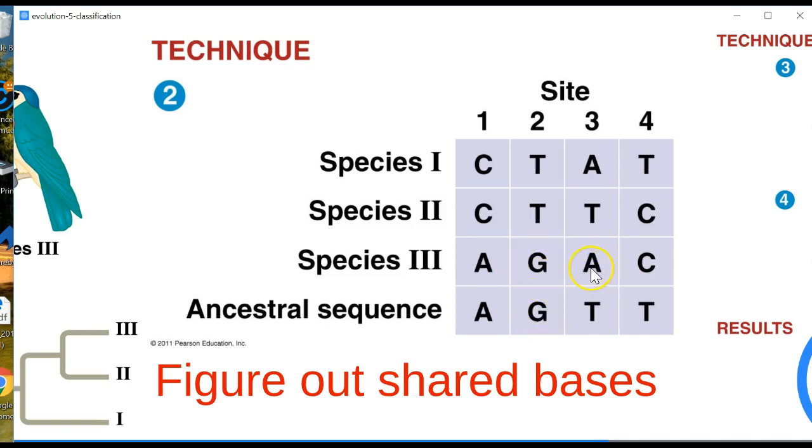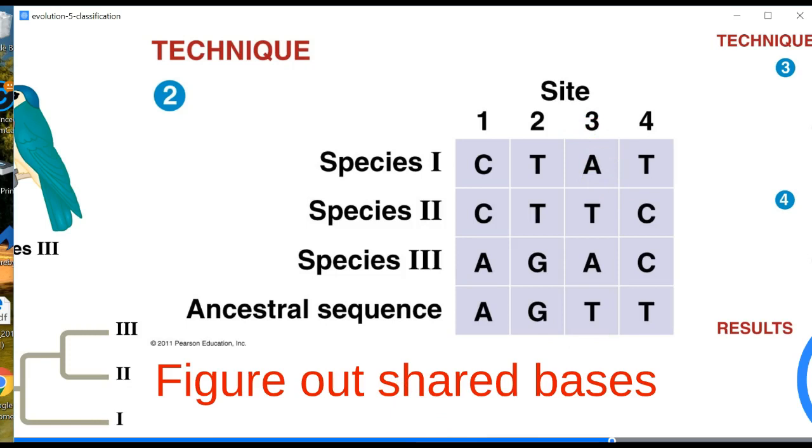But then we can see here that we have an A where there used to be a T, and a C where there used to be a T. And so this species 3 has 2 differences from the ancestral sequence. Species 2, let's see, it's got 1 difference, 2 differences, 3 differences, and then species 1 has 1 difference, 2 differences, 3 differences as well.